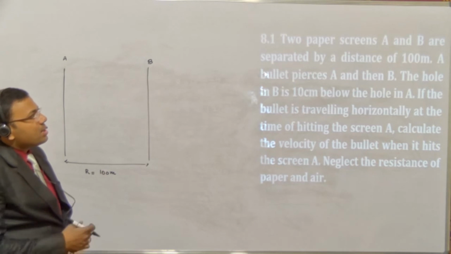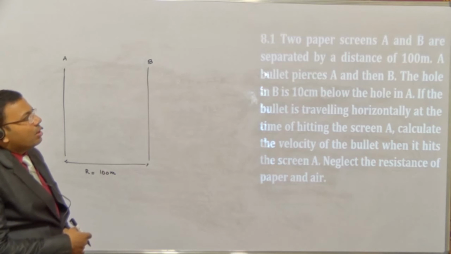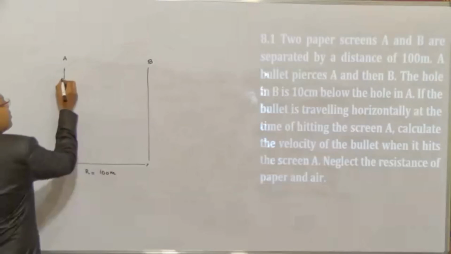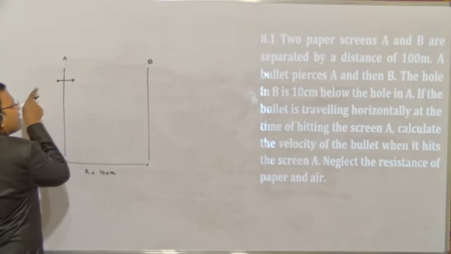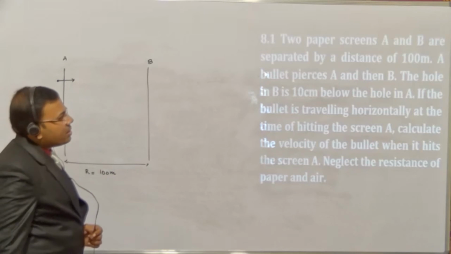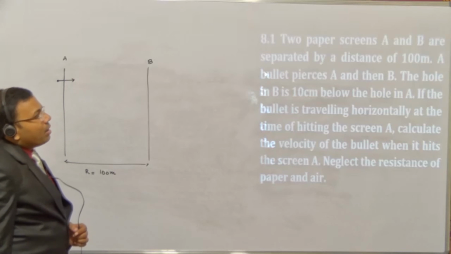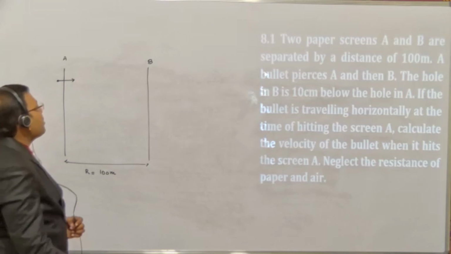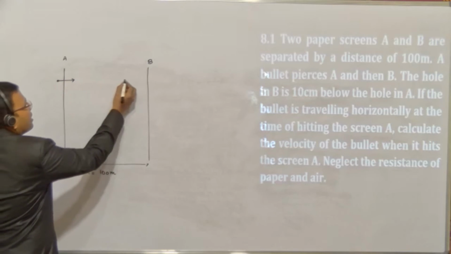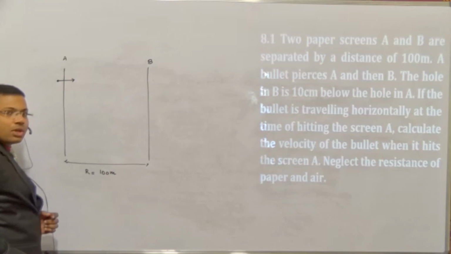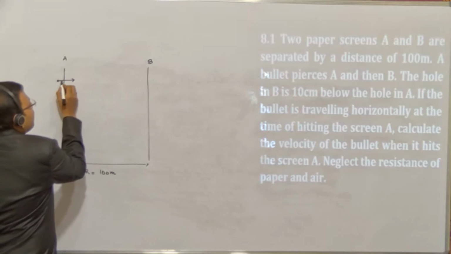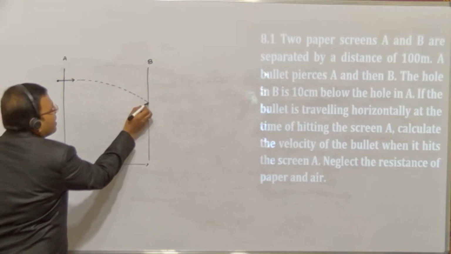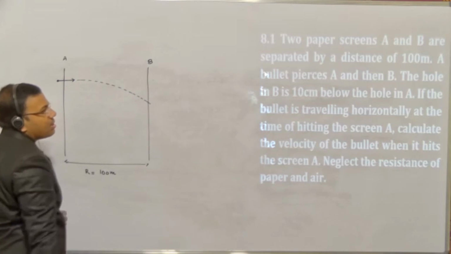A bullet pierces A and then B. एक बुलेट आया बेटा यहाँ से, one bullet is there, it's piercing the first paper screen को, अंदर चले गया pierces करते हुए, and then B. फिर उसके बाद क्या हुआ, ये स्ट्रेट नहीं जाएगा बेटा, बिकॉज द डिस्टेंस इज वेरी लार्ज, 100 मीटर से, तो ये बुलेट विल नॉट गो स्ट्रेट, इट विल बी मूविंग लाइक दिस, ये ऐसे जाते हुए इसमें से बाहर निकलेगा इस तरह से.